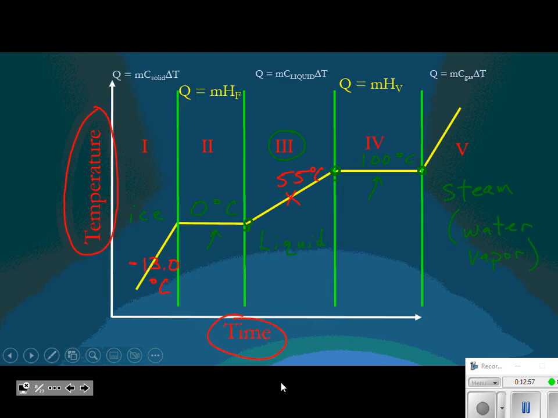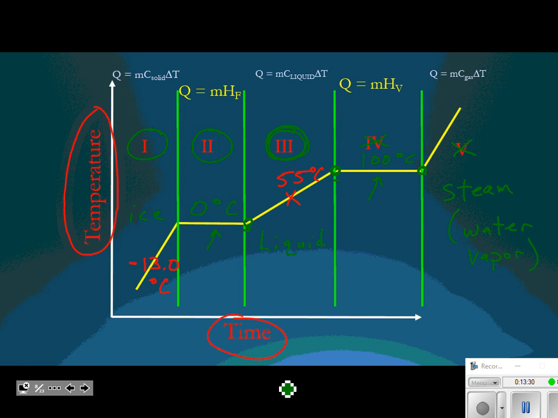So when I'm talking about my areas, I'm doing area 1, I'm doing area 2, I'm doing area 3. Do we get to area 4? No, because we stop at 55. Do we get to area 5? No, because we stop at 55. We don't even get all the way through area 3. Now, what does all of this mean?